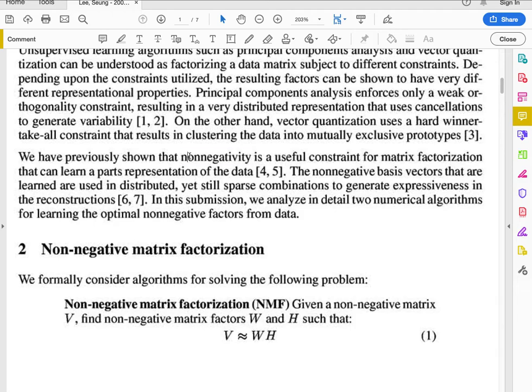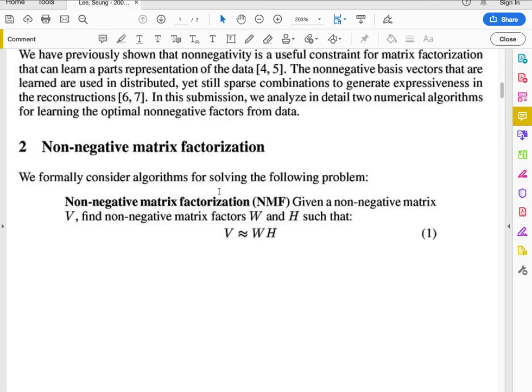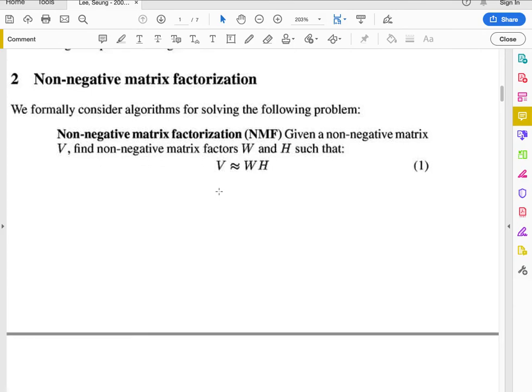We have previously shown that non-negativity is a useful constraint for matrix factorization that can learn a parts representation of the data. The non-negative basis vectors that are learned are used in distributed yet still sparse combinations to generate expressiveness in reconstructions. In this submission, we analyze in detail two numerical algorithms for learning the optimal non-negative vectors from the data. Okay, so basically they are saying that this NMF representation is useful to find the parts, and they are proposing two algorithms for non-negative matrix factorization.